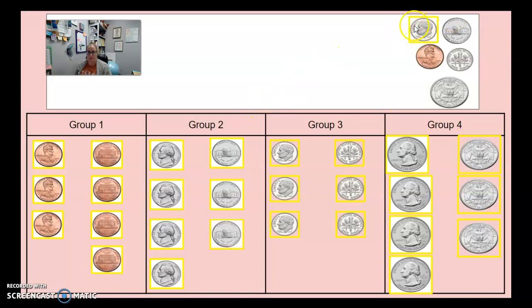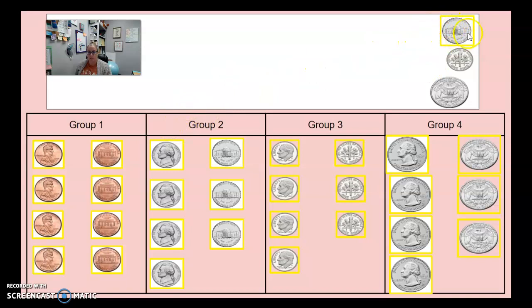All right, this one is the little bitty silver coin. Is it going to go in group 1, 2, 3, or 4? Let's go into group 3. And is it going to go on heads or tails? Let's go into heads because I see a picture of the head. All right, our next one is copper in color, and I see a picture of the head. So which group is it going to go in? Group 1, and it's going to go on the head side.